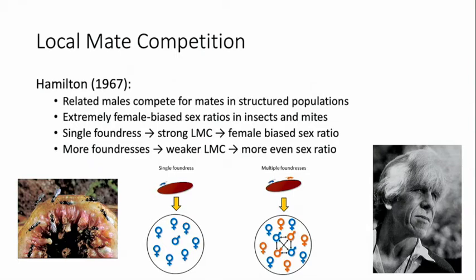If there are more foundresses, and foundresses are other females laying eggs on a host, you have to produce more males. There's weaker local mate competition, and you get a more even sex ratio, up to the point where it gets to about 50-50.